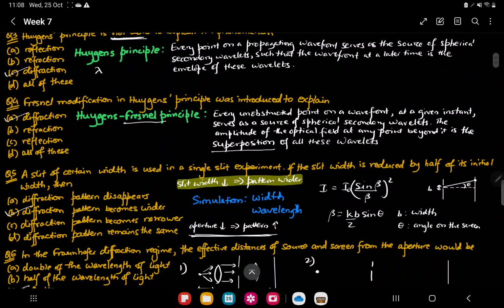So the diffraction pattern is inversely proportional to the slit dimensions. A slit of certain width is used in a single slit experiment. If the slit width is reduced by half, then the diffraction pattern becomes 2 times wider.